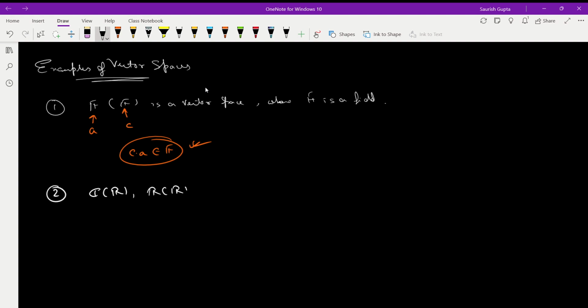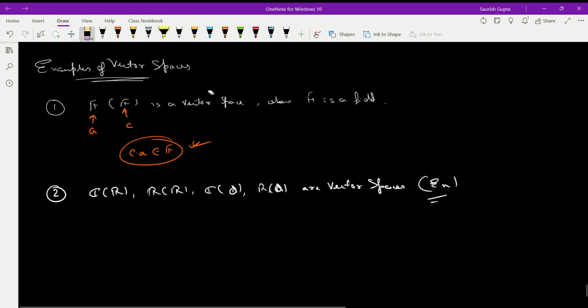Now you can find that C over R, R over R, C over Q, R over Q are all vector spaces. I would ask you to check this as an exercise because this will actually help you understand all the axioms you have. Okay. Number 3, let's say.